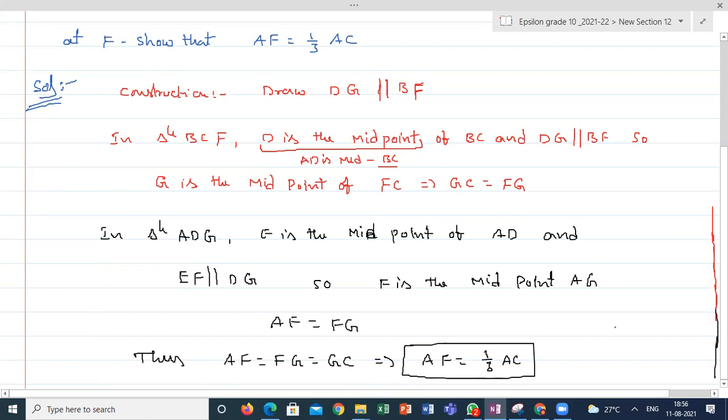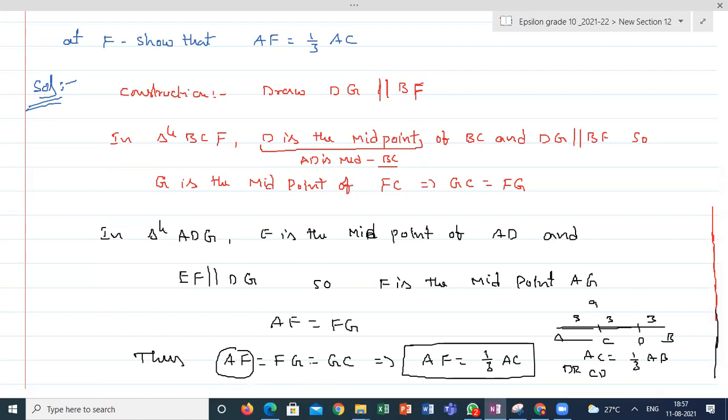Is it clear? Suppose if I am taking A, B, C and D are the points in such a way AC is equal to CD is equal to DB. Total line is 9 centimeter, 3, 3, 3. Then I can say AC is equal to 1/3 of total length, or CD is equal to 1/3 of total length, or DB is equal to 1/3 of total length. So any one part AF I require that is equal to 1/3 of AC, because F and G are the points which is trisecting the line. That point you have to keep in mind here. Is it clear, guys, what I'm saying?